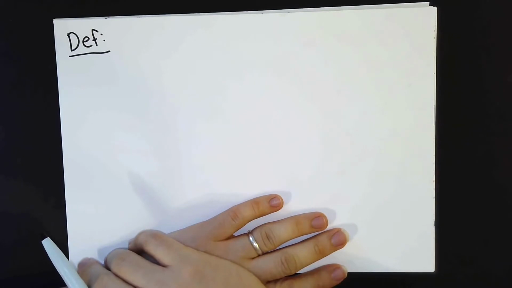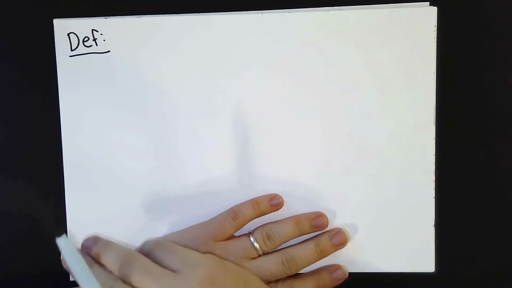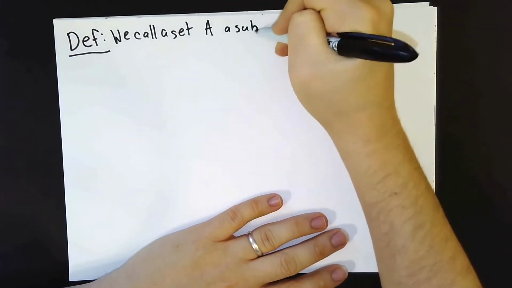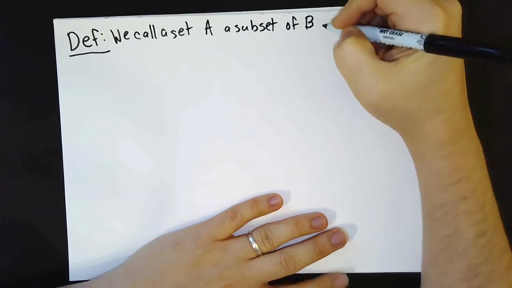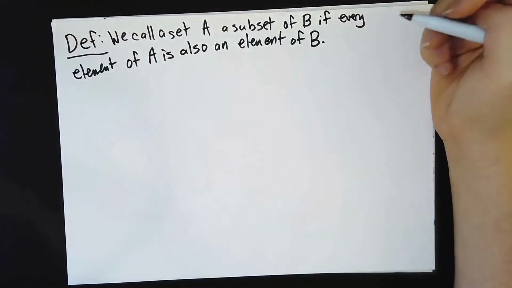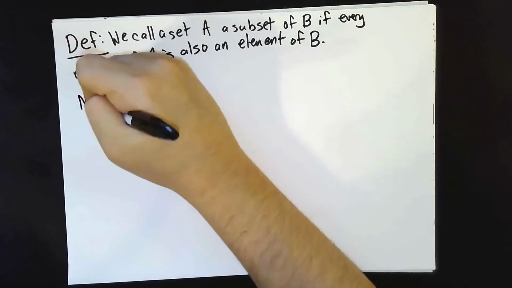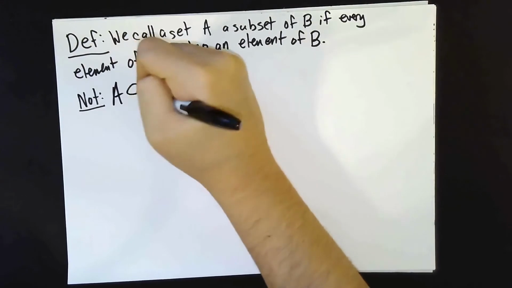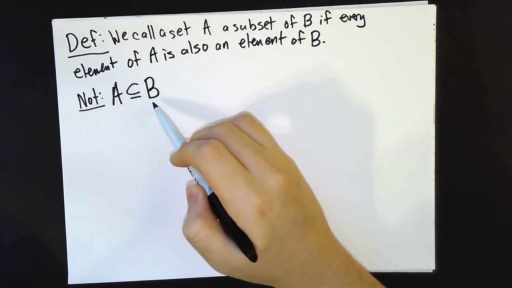We're very often going to want to talk about how two sets are related, and this is going to be through a concept that we're going to call subsets. We're going to call a set A a subset of the set B if every element of A is also an element of B. Just as a matter of notation, we'll write this as this. This means A is a subset of B.